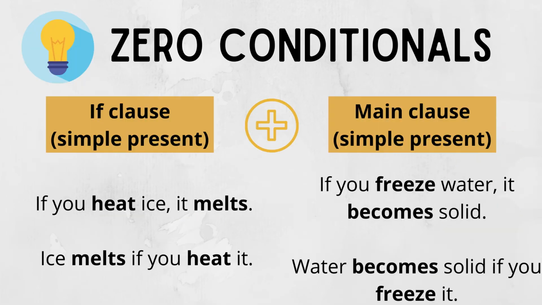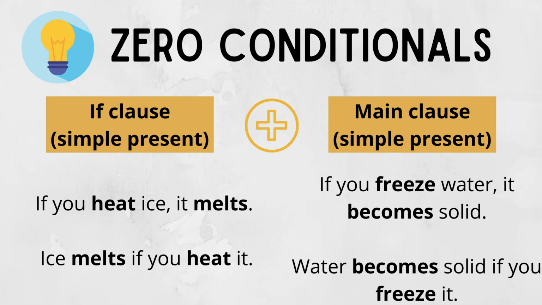Example, if you heat ice, it melts. Ice melts if you heat it. If you freeze water, it becomes solid. Water becomes solid if you freeze it. If you mix red and blue, you get purple. You get purple if you mix red and blue.